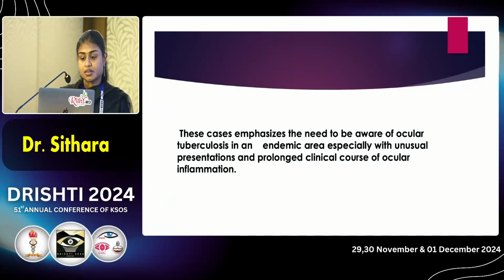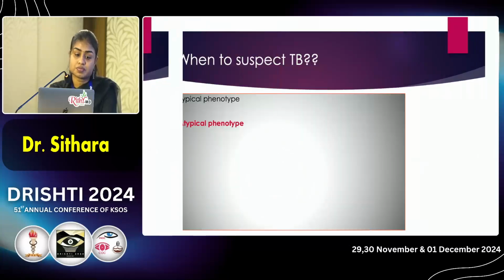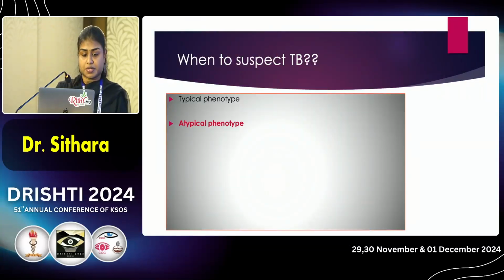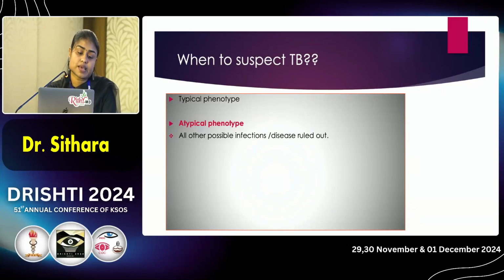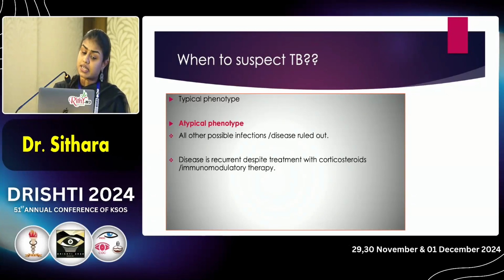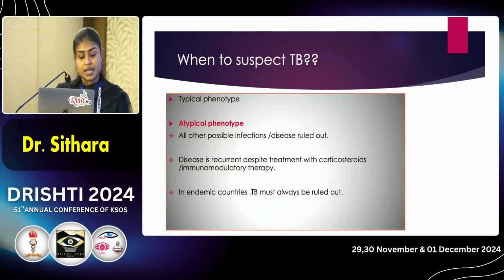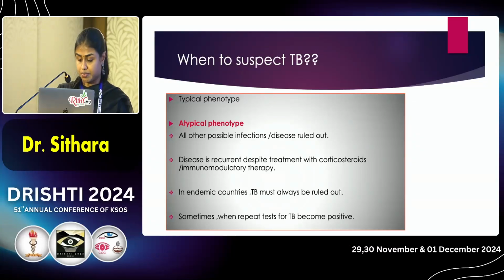So finally, to conclude, when to suspect TB? Typical phenotype, the phenotype itself makes us think of the tubercular etiology. What about atypical phenotype? We need to suspect when all other possible infections or diseases are ruled out. Disease is recurrent despite the treatment with corticosteroid or immunomodulator therapy. In endemic countries, TB must always be ruled out. Sometimes, when repeated, the test becomes positive for TB.